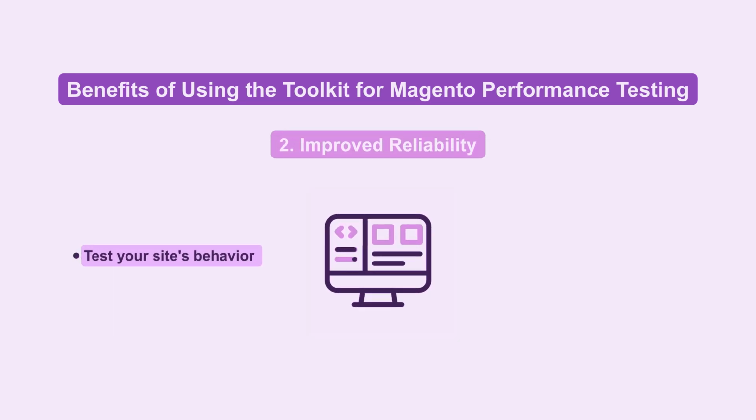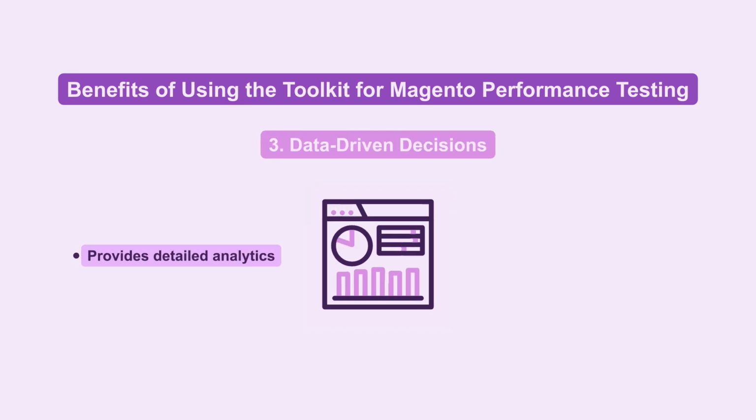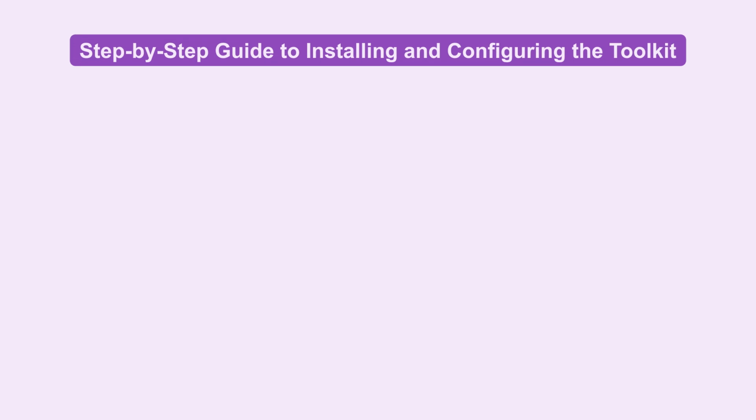It tests your site's behavior under peak traffic conditions to ensure stability and trustworthiness. It provides detailed analytics and reports to help businesses make informed decisions. Here's a step-by-step guide to installing and configuring the toolkit. Download the latest version of the toolkit from the official Magento site or repository.